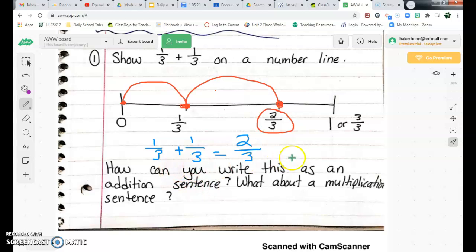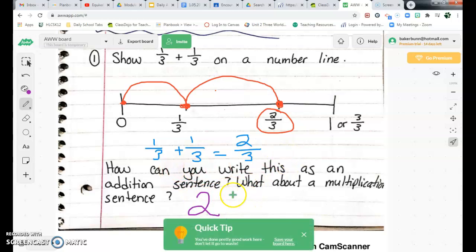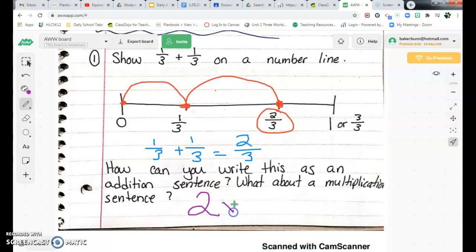So I can write this down as a multiplication sentence as 2, the whole number 2, times 1/3 equals 2/3. I'm multiplying 1/3 by 2 because I have two 1/3s. Okay, I have two of them. So I'm taking two wholes and I'm multiplying it by 1/3. And I'm going to get 2/3.